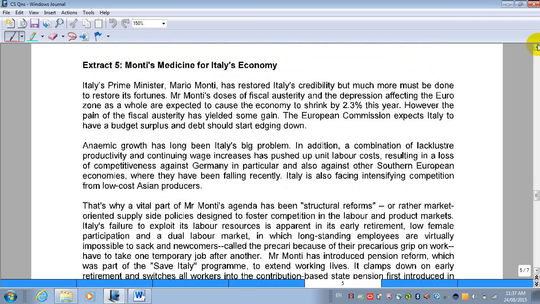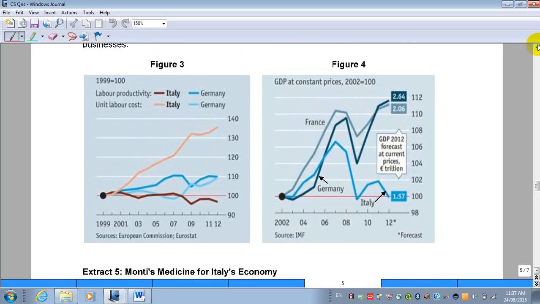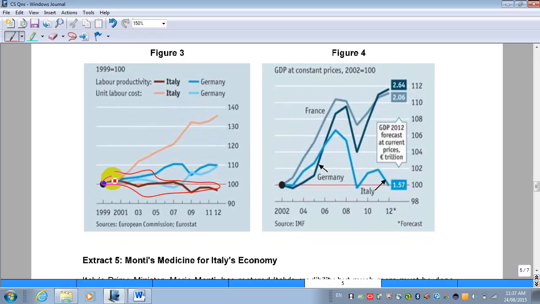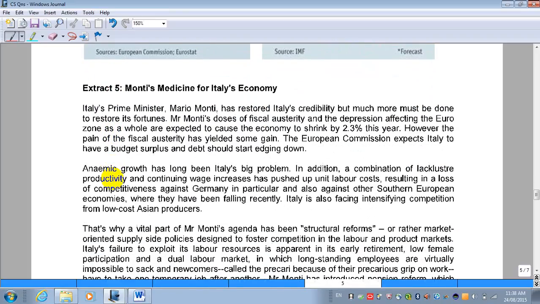You can see from the graphs here, figure 3 and figure 4, the labor productivity of Italy is this line. It has actually fallen. Labor productivity of Italy has actually fallen. The country doesn't seem to be in very good shape. Now, if you link to the LRAS, labor productivity falling would mean that the quality of labor actually falls. There will be some kind of impact on the LRAS. Agree with me?